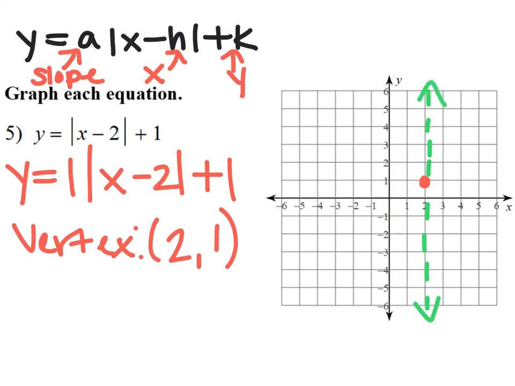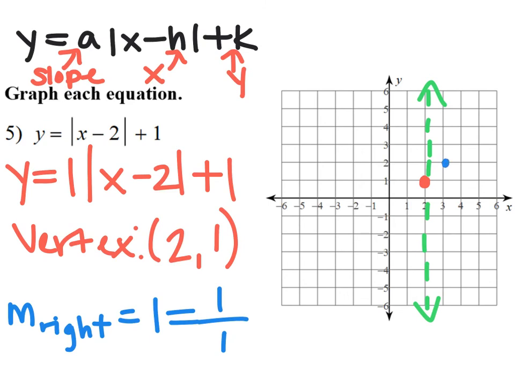Then I'm going to take the slope from the equation. So the slope of the right side is going to equal 1, which is the same thing as saying 1 over 1. So I'll go up 1 and over 1 to the right, and then draw in the line. Lastly, I'm going to reflect this over the axis of symmetry. So I can reflect this point and draw in the left side of the function.